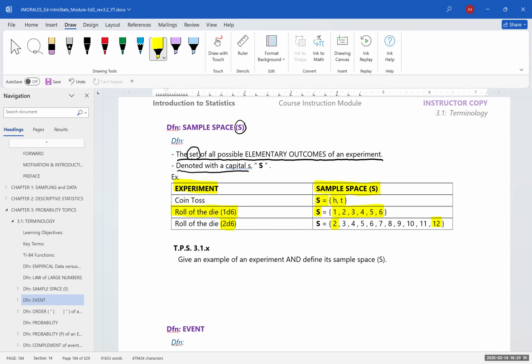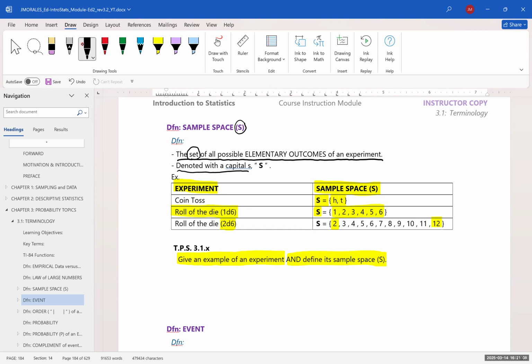So in this think, pair, share, maybe pause the video and give some time to think of some examples of an experiment and then define its sample space. Go ahead and pause, give it some thought, and then come back and I'll share with you some examples I thought of.